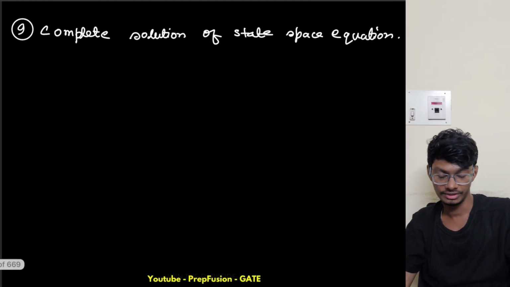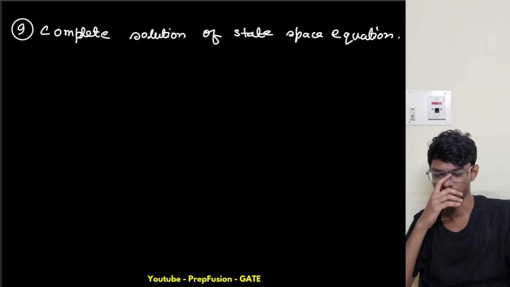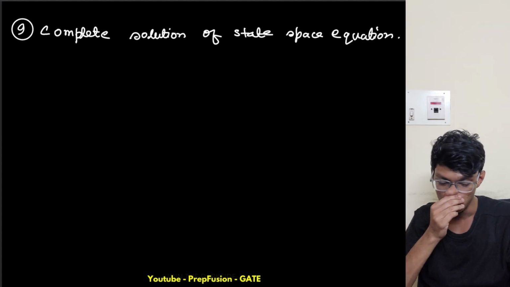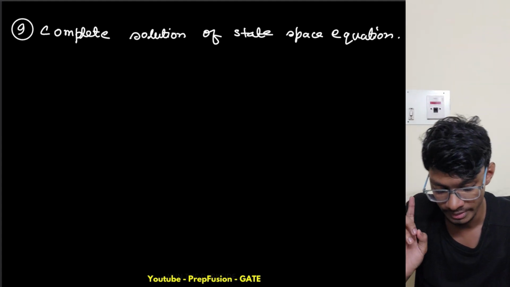Then we skipped a few things, and then we did the complete solution of state space equations, right? So what was the solution? Tell me.